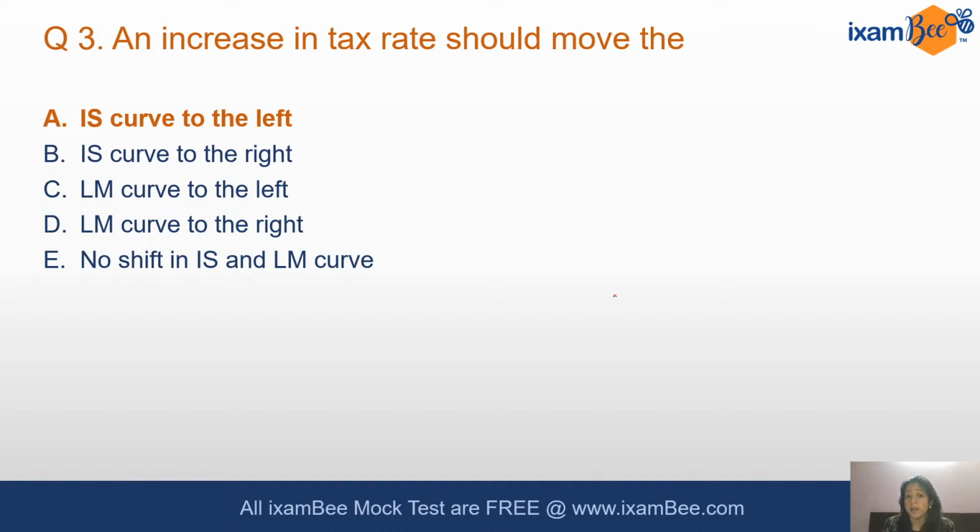When there is an increase in the tax rate, people will be paying more tax if direct taxes are increasing, and that is why saving and investment will decrease, and thus the IS curve will shift to the left. Therefore the answer is A. Okay, is it understood or not?